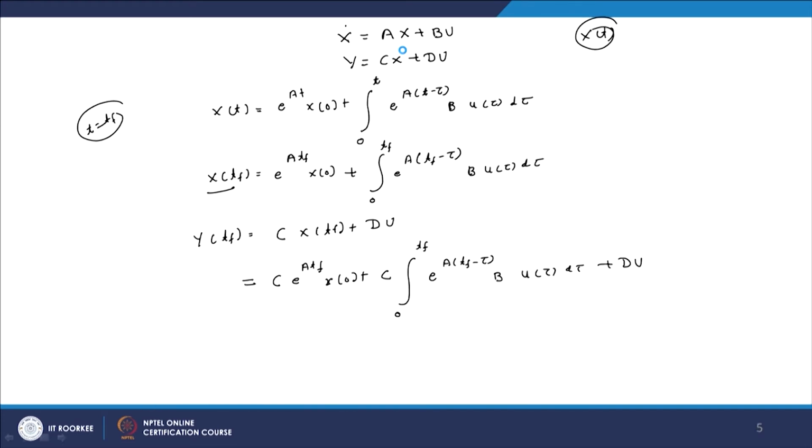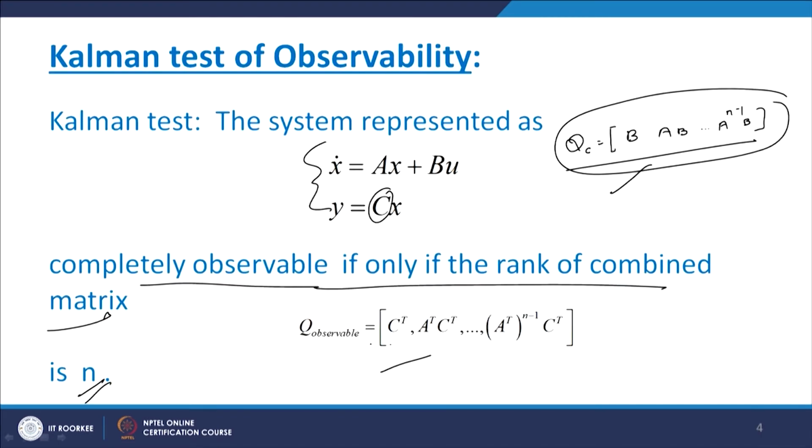The matrix of c, c a, up to c a raised to n minus 1 must have rank n. The rank of this matrix must be n. That means, our statement about the observer matrix, C transpose, A transpose C transpose, up to A transpose raised to n minus 1 times C transpose, has been proved.